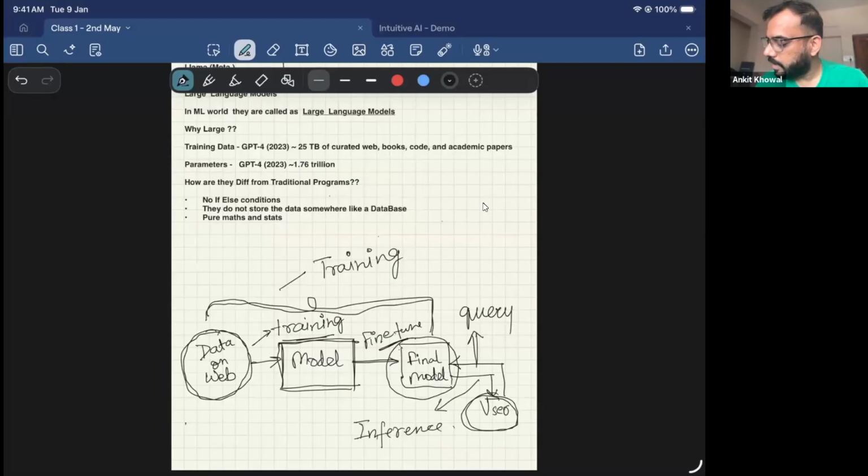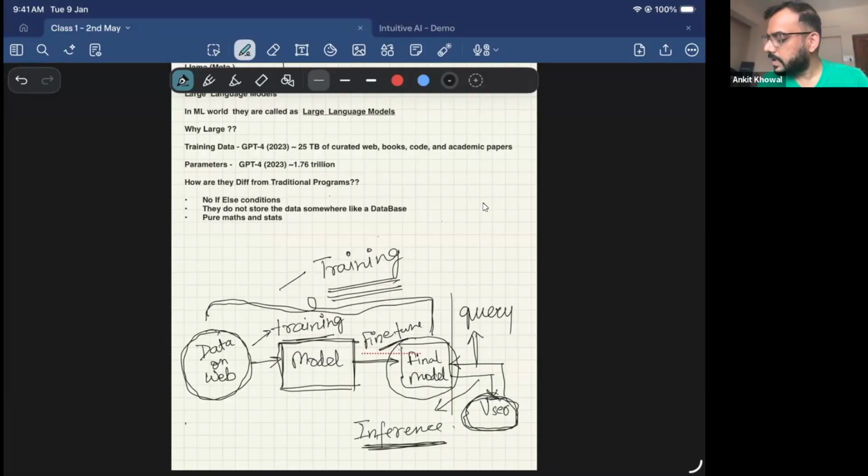The final model creation is called training of the model. This is a separate thing. And then once the model is completely trained, it's released into the public, and users like you and me can go in and query the model. This phase, querying the model, is called inference. This is the technical term which might be used.